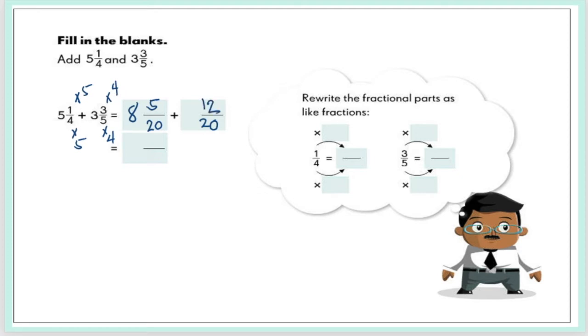Now that we have like fractions, we are ready to add them. So we have a whole number 8. 5 plus 12 is 17, and the denominator is 20. So the answer is 8 and 17/20.